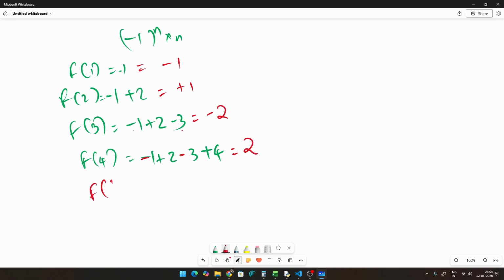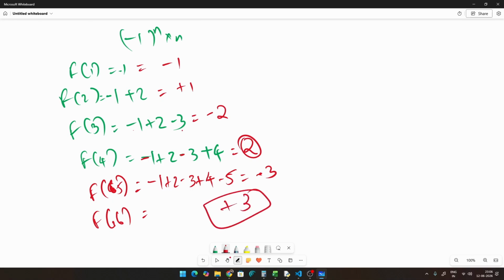So what is f(6) going to be? Can someone tell me? Sorry, let's calculate f(5) first. It's -1 plus 2 minus 3 plus 4, which is 2, and then minus 5. So 2 minus 5 is going to give you -3. And then the next value, f(6), is going to give you +3. So this is the answer. Try to calculate this yourself.